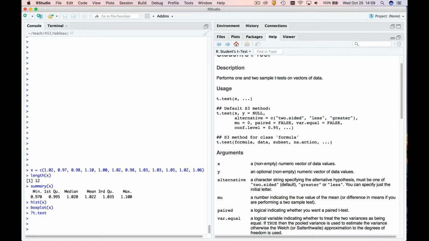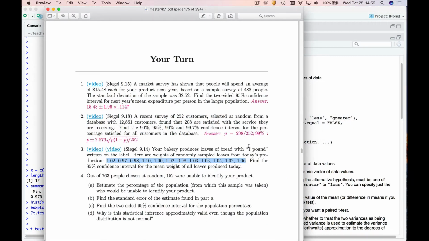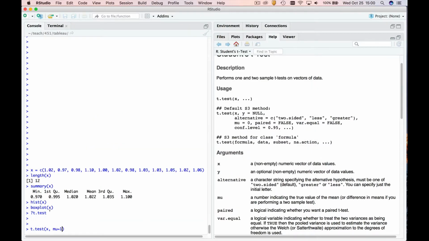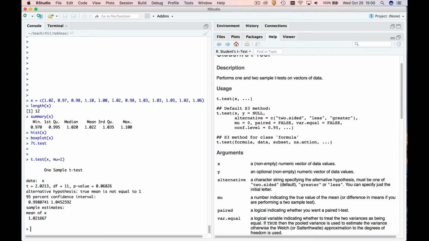So let's go type this in, t.test(x, mu = 1). So remember, we had a reference value of 1, and this will do both a hypothesis test and a confidence interval for us in one go. So first off, we get the mean. Another way to do this, actually this was already reported to us back in summary, is up here, 1.022, which rounds to 1.02. So that's the mean. We have our 95% confidence interval right here.